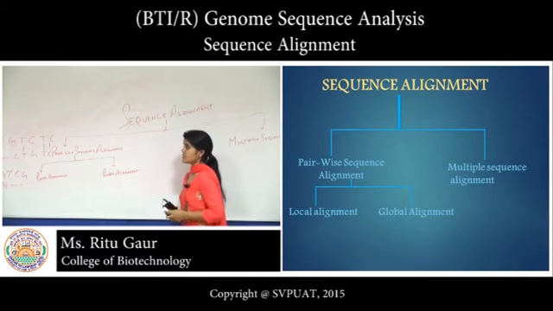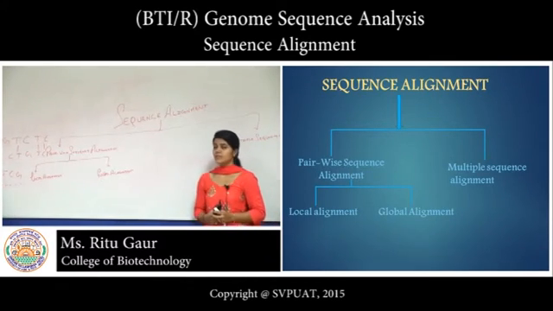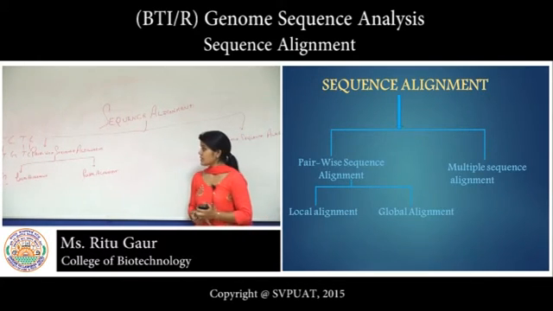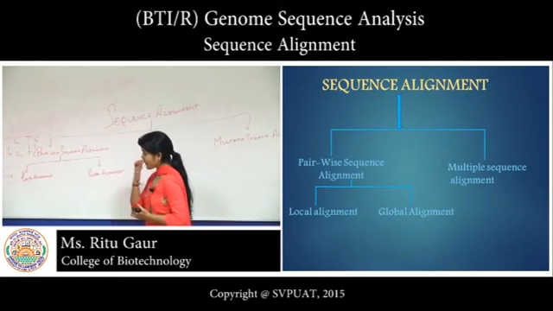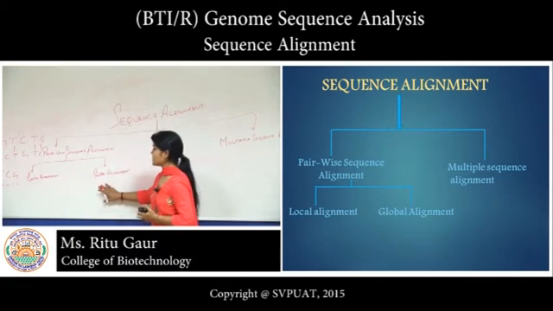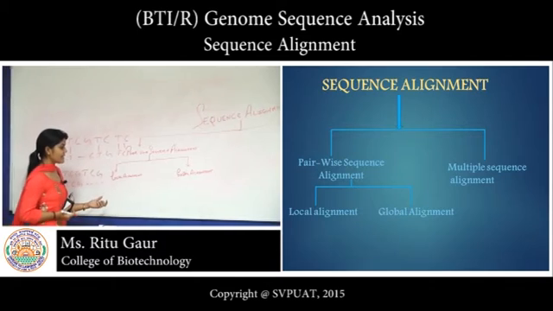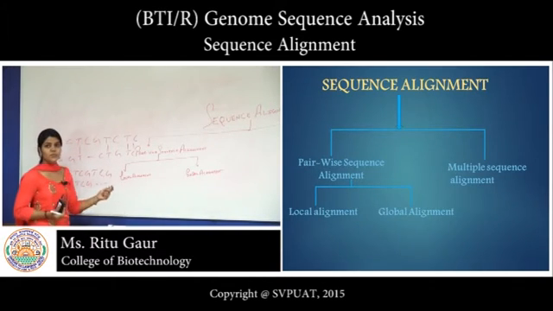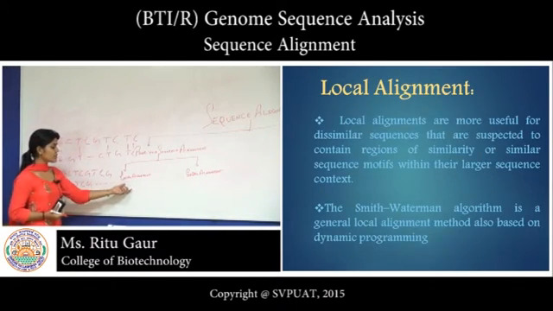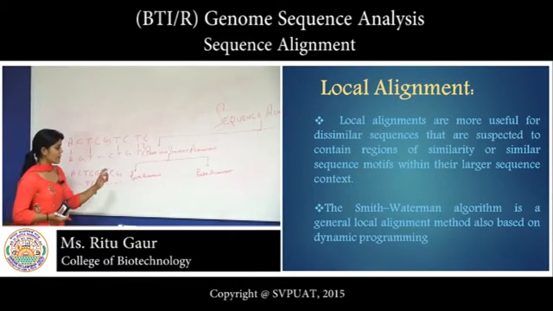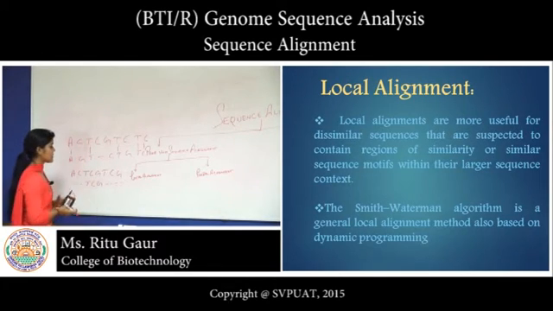What is pairwise sequence alignment? Pairwise sequence alignment is a type of alignment in which we can align only two sequences at a single time. Local alignments or global alignments. Local alignment is used to align the highly conserved region between two sequences. It is used to calculate the maximum matches and the highly conserved region in two sequences.